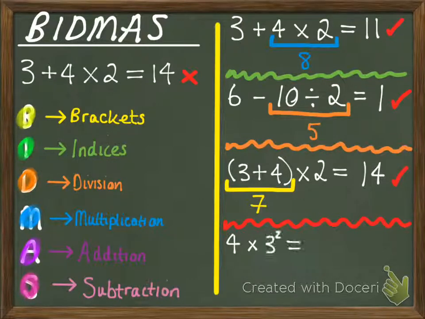And last of all, the hardest one I think, 4 times 3 squared. Right, we haven't got any brackets, so we can get that out of the way. Indices we have got. The little squared sign is an example of an indices, okay? Now, 3 squared doesn't mean 3 times 2. It means 3 times by 3, okay? You're timesing the number by itself 2 times. So 3 times by 3 is 9. Moving on, division, we haven't got any. Multiplication is the only thing we've got left. 4 times 9 is 36, okay?